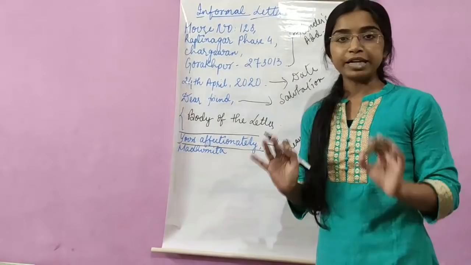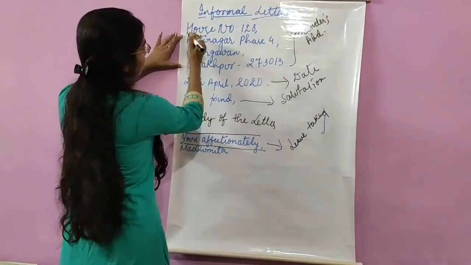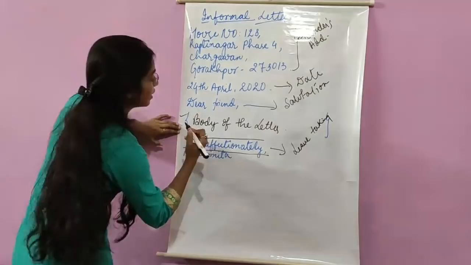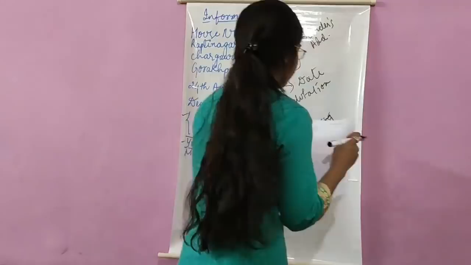Now, again I will repeat one thing. After one chunk ends, leave a line, then the next section. Then again leave a line, next section. Again leave a line, begin the body of the letter. Again leave one line and the last section. I will give you the mark division for this as well.